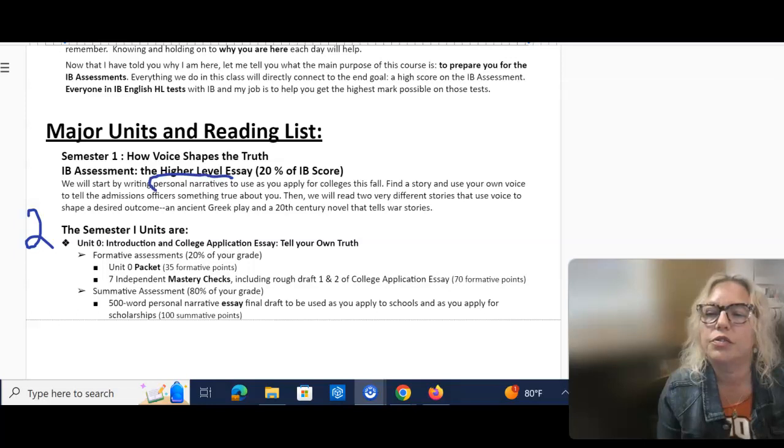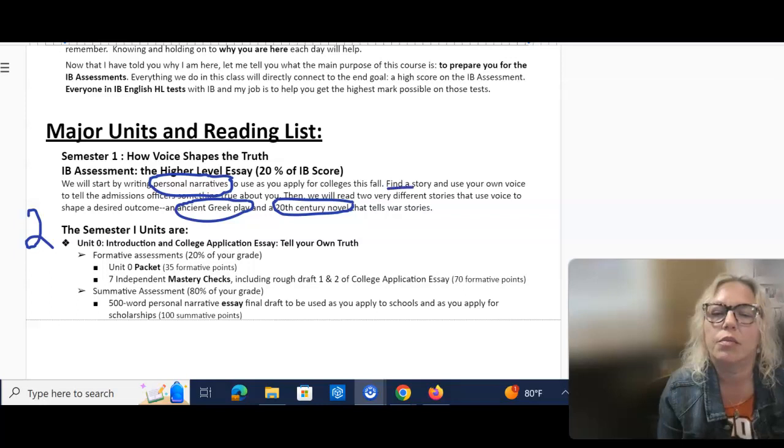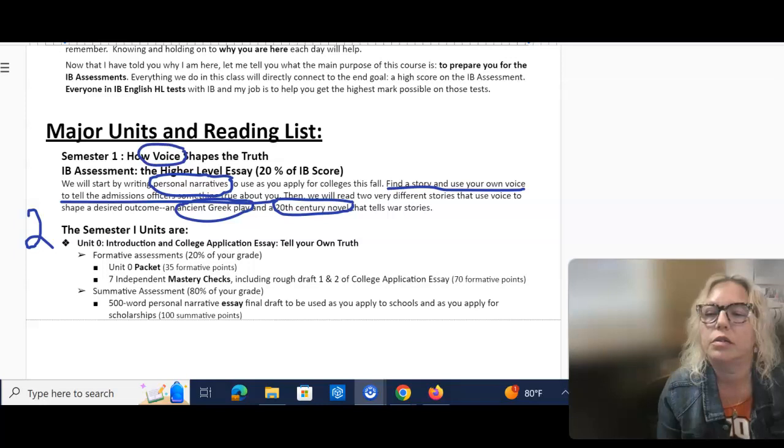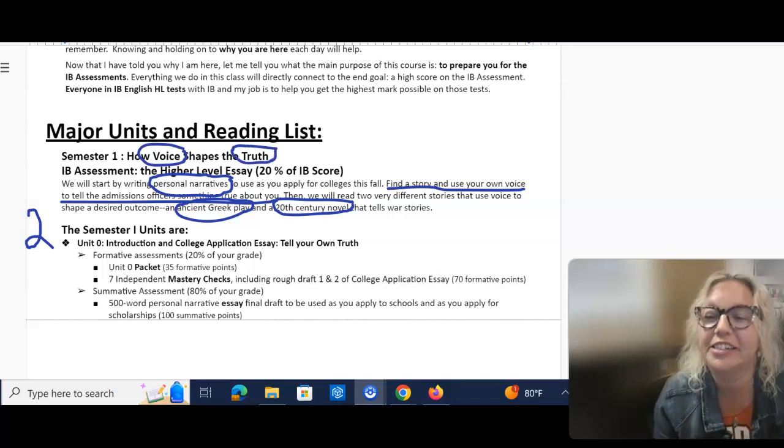Personal narratives, ancient Greek play, 20th century novel, something like that. Find a story and use your own voice to tell your truth. Voice here, truth here. I don't know, maybe I'm circling too much.